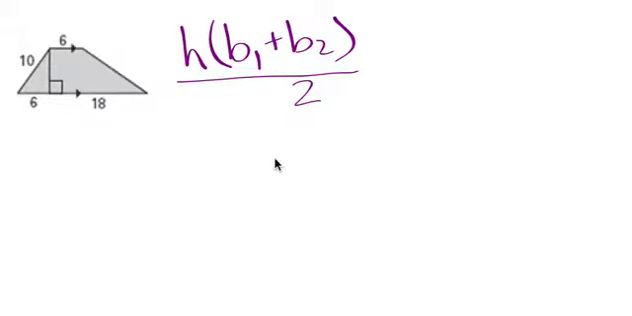And in this particular trapezoid, we can see that the top base is 6, so that's like base 1. The bottom base would be the sum of 6 and 18, so that would be 24 for the bottom base. And then to find the height, we don't know the height, so we need to use this right triangle that's on the left side here.